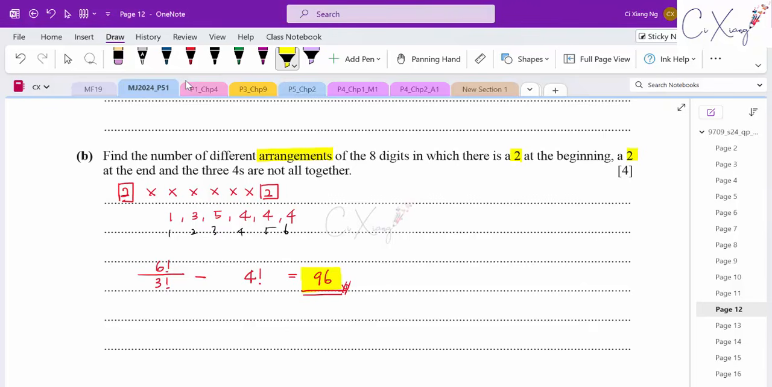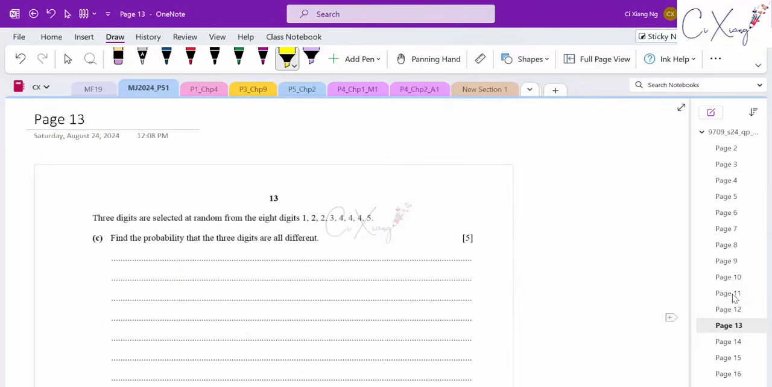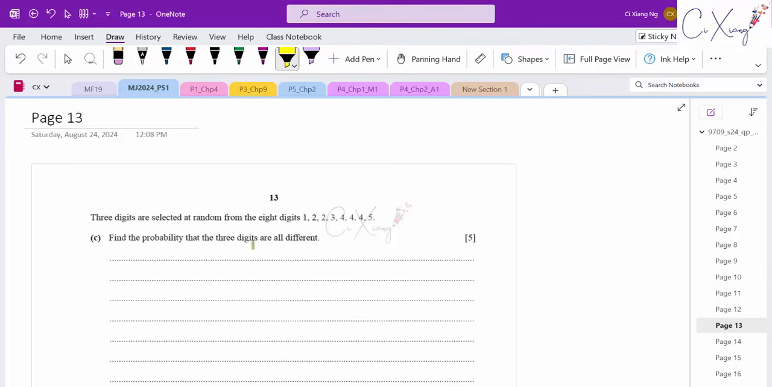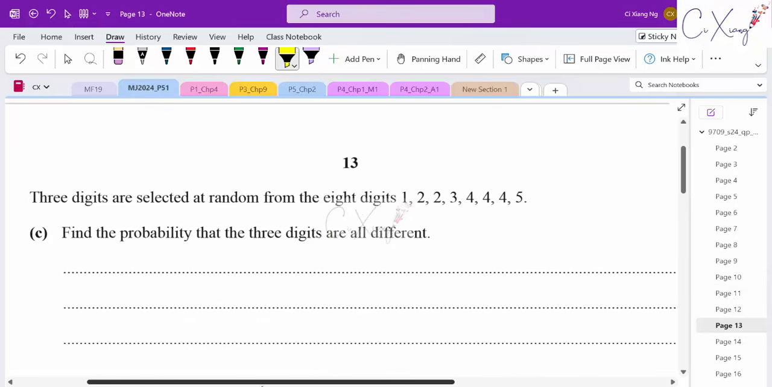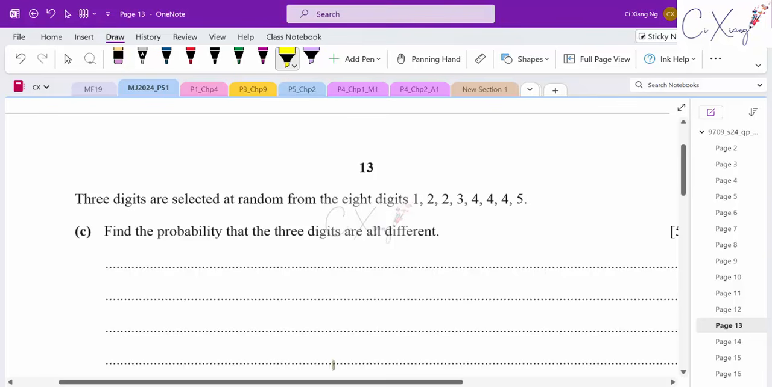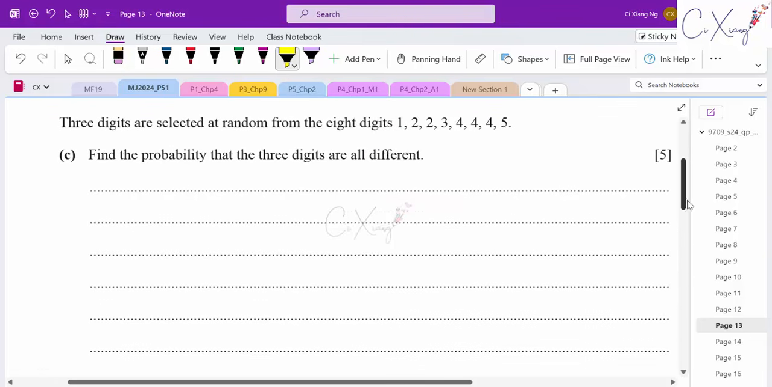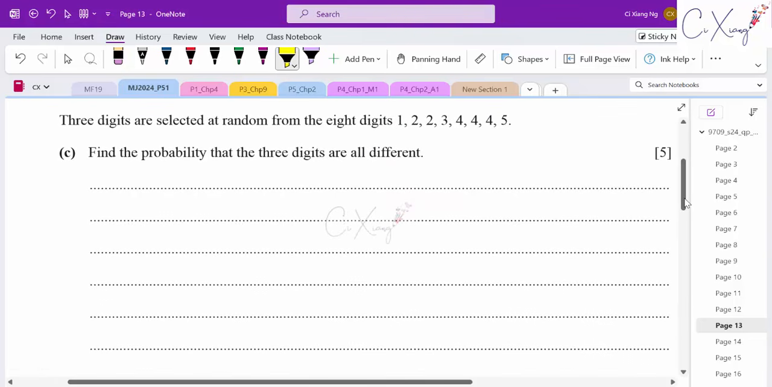And let's have a look at part C. For part C, actually it is a little bit confusing. Not to say confusing, but complicated, but it's very interesting. So there are 3 digits selected at random. Highlight the keyword selected. Selected means combination.